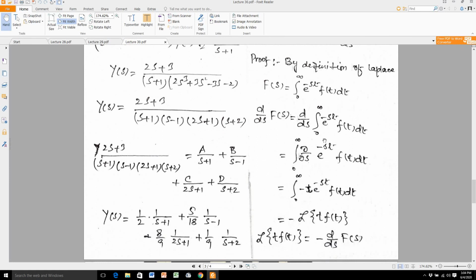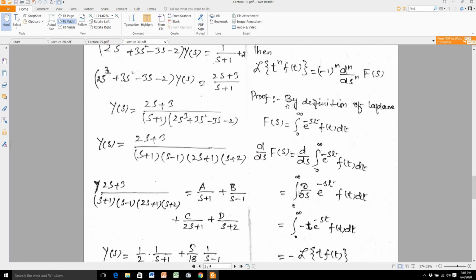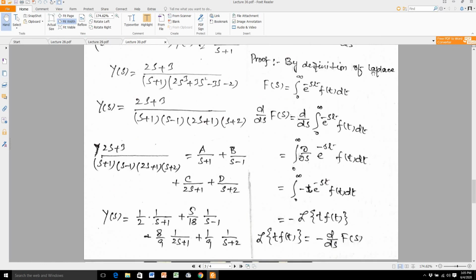When we take the derivative of e raised to the power minus st, we get e raised to the power minus st, and then the derivative of minus st with respect to s, we get minus t. So I am writing it as minus Laplace of t f of t, or we say that Laplace of t f of t is equal to minus d by ds capital F of s. If you check this, when I write 1 in place of n, Laplace of t f of t is equal to minus 1 d by ds capital F of s. And you see here, this is the same condition.